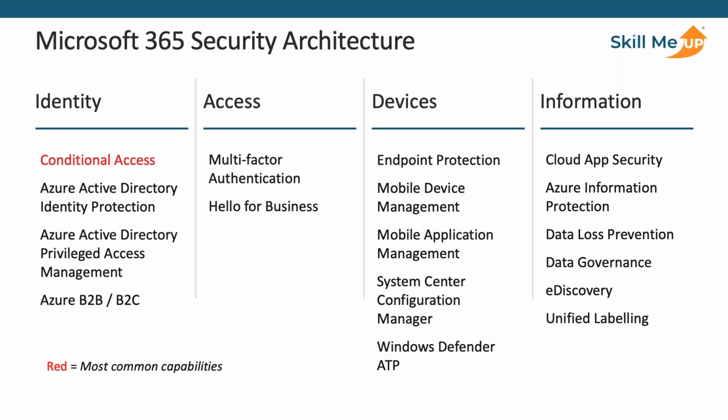Now, realistically, if we look at the most common technologies that are being utilized, most organizations will end up based on licensing, and I know that's a separate conversation, with conditional access, some kind of multi-factor authentication, some kind of device management, so endpoint protection, predominantly data loss prevention, and sometimes cloud app security. Unified labeling and AIP is becoming more popular, but right now it's not the most common capability being utilized.